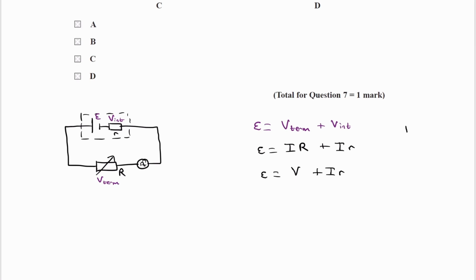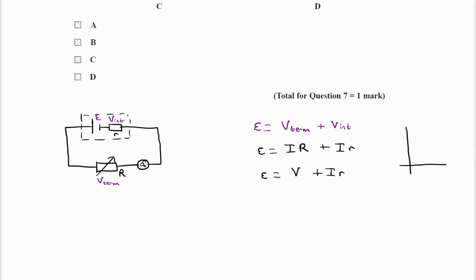In terms of the graph that we'll be plotting, we'd plot the voltage that we measure on the y-axis and the current that we measure on the x-axis. Oh yeah, forgot to draw the voltmeter. So we also have a voltmeter right here. That voltmeter is in parallel with the external load. It's also in parallel with the cell.